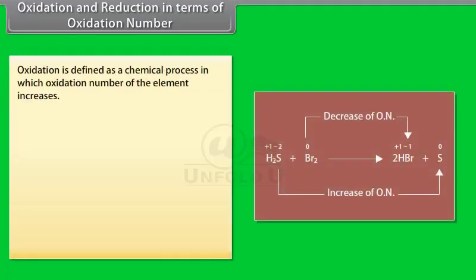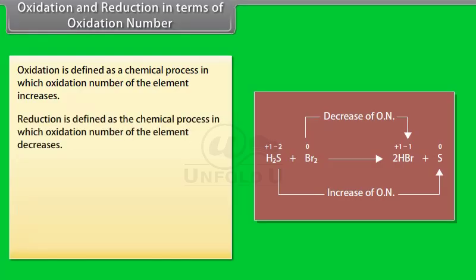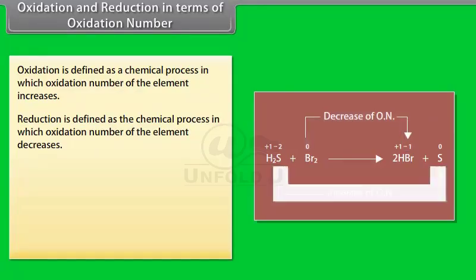Oxidation and reduction in terms of oxidation number. Oxidation is defined as a chemical process in which the oxidation number of an element increases. Reduction is defined as the chemical process in which the oxidation number of an element decreases. Consider the reaction between hydrogen sulfide and bromine to give hydrogen bromide and sulfur. The oxidation number of bromine decreases from 0 to -1, thus it is reduced. The oxidation number of S increases from -2 to 0, hence H₂S is oxidized.